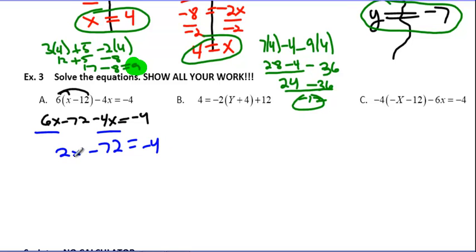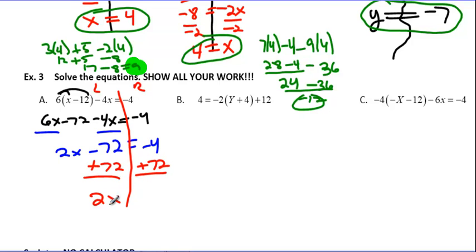Then, at this point, we can solve. Because I have an x by itself, the left side is simplified, the right side is simplified. Now I can start solving for x. So I'm going to move the 72 first. And we end up with 2x being equal to 68. Divide by 2, and x is equal to 34. Okay, so again, distributive property, collect like terms, solve. However many steps that takes.